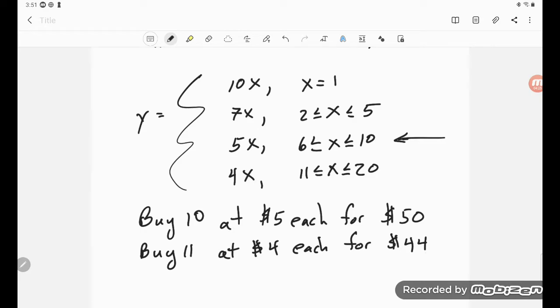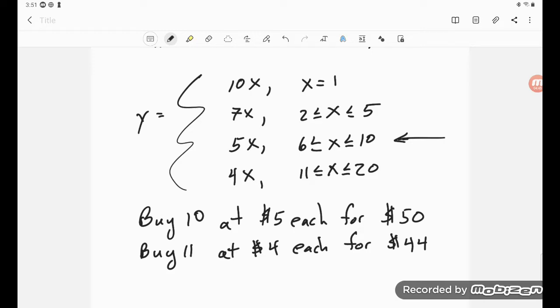I just saved $6 for the 10 I needed. Plus I got an extra one that maybe I could sell on eBay or something like that. If I really didn't need it, I could resell it. So I could, in that way, maybe save even more money. So it really doesn't make sense to buy 10 items.